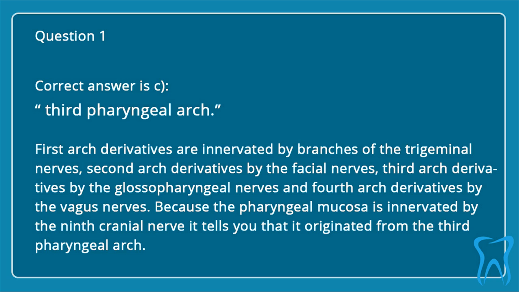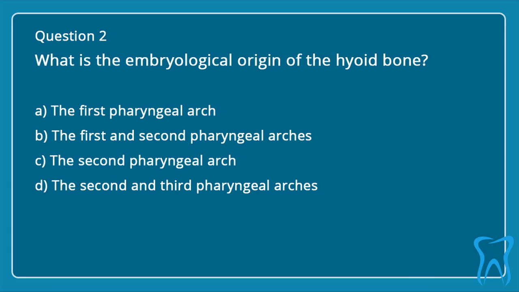First arch derivatives are innervated by branches of the trigeminal nerves, second arch derivatives by the facial nerves, third arch derivatives by the glossopharyngeal nerves and fourth arch derivatives by the vagus nerves. Because the pharyngeal mucosa is innervated by the ninth cranial nerve, it tells you that it originated from the third pharyngeal arch. Question 2. What is the embryological origin of the hyoid bone?